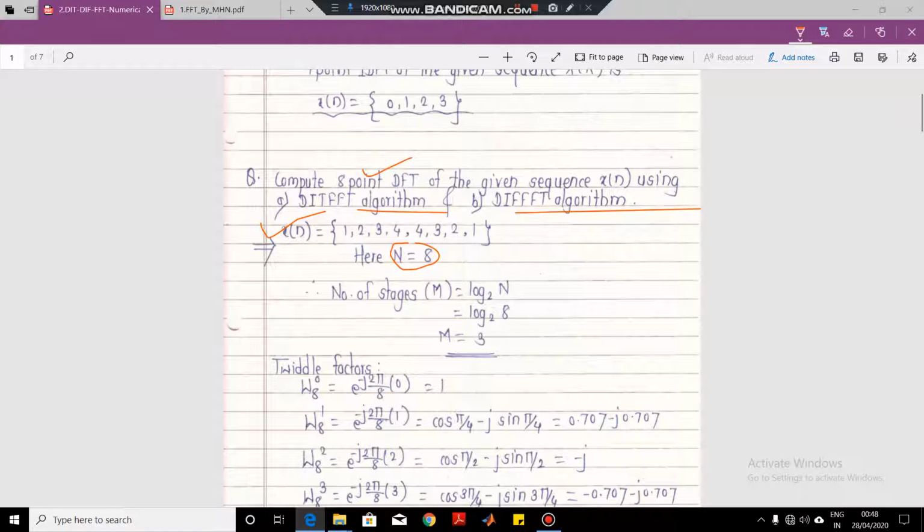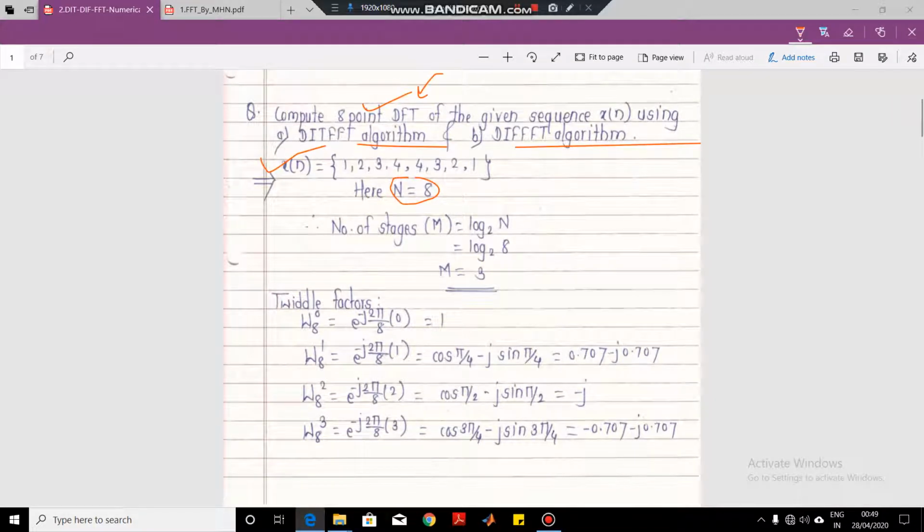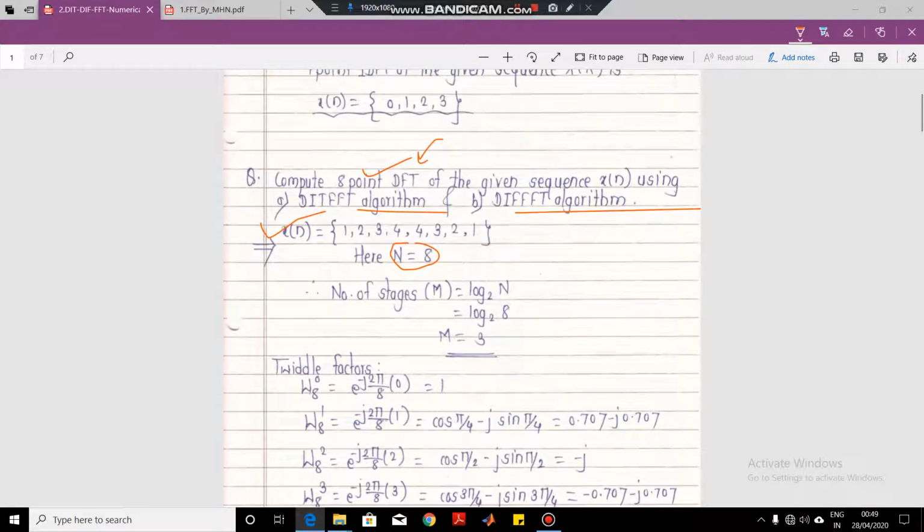So this numerical has two parts. In the first part, we have to compute the DFT using the DIT FFT algorithm, and in the second part, we have to again compute the DFT using the DIF FFT algorithm. But see here, ultimately we are computing the DFT. So whether you compute by DIT FFT or DIF FFT, you have to get the same DFT. So the DFT will not be different. Both the algorithms will produce the same output. That we will verify at the end of this numerical. So you can use different algorithms, but you will get the same output.